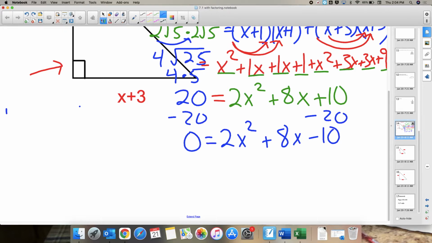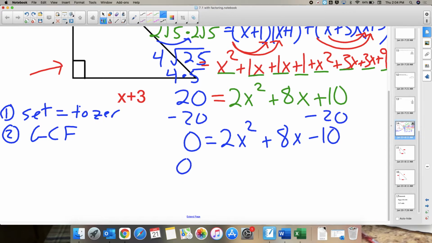So first step, we set equal to 0. My second step is we're going to look to see if we have a GCF to pull out. Here my common factor is 2. So I pull a 2 out, which means I divide everything here by 2. So we end up with x squared plus 4x minus 5.